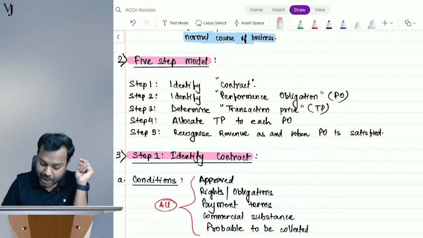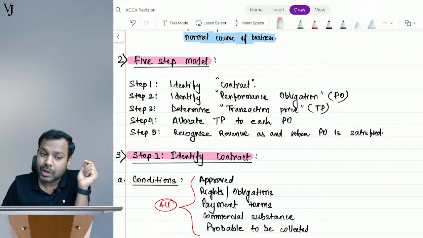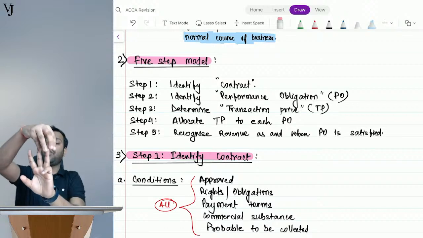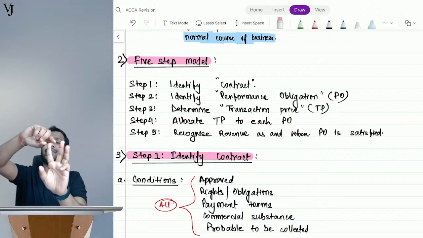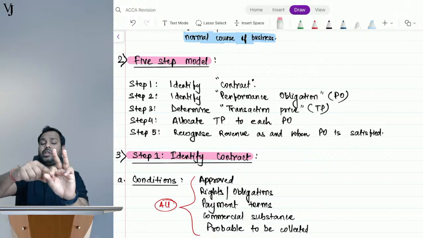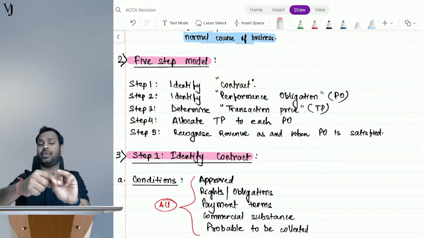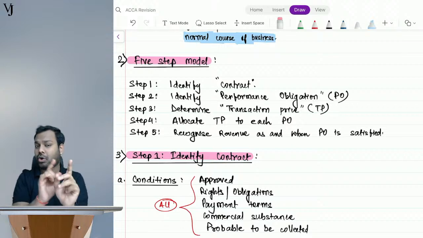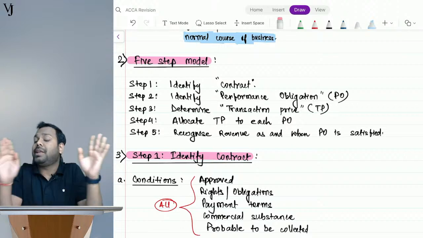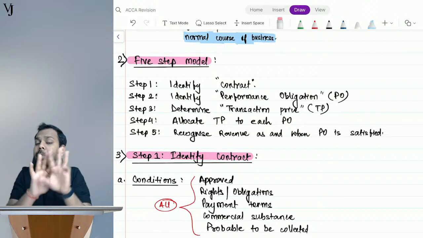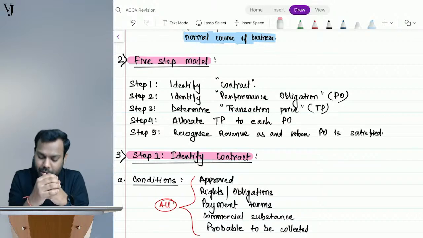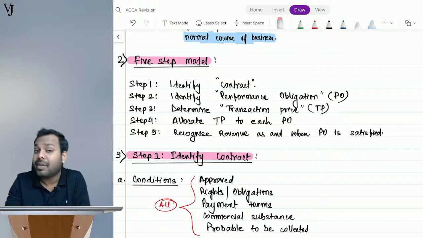So that's what the name says: allocate the transaction price to each performance obligation. Now suppose this one is satisfied, recognize the revenue for this one. This one is satisfied, recognize the revenue for this one. Though the contract is one, you are separating it into three parts and accounting for it separately. So that's the relevance of the 5-step model.